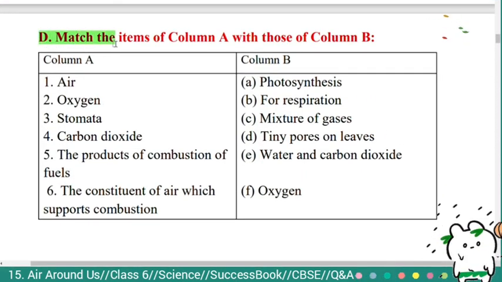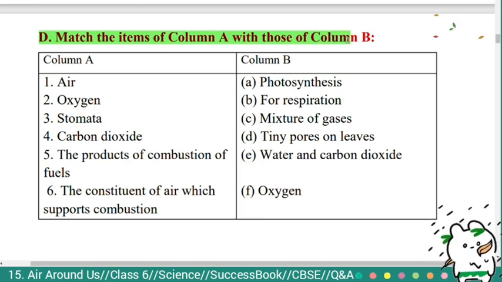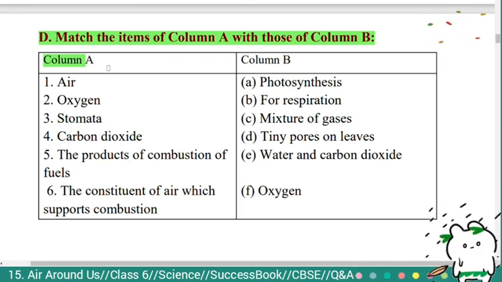Fourth, main D. Match the items of column A with those of column B. Here in column A, it is given as air, oxygen, stomata, carbon dioxide, the products of combustion of fuels, the constituent of air which supports combustion. So we have to match with column B.